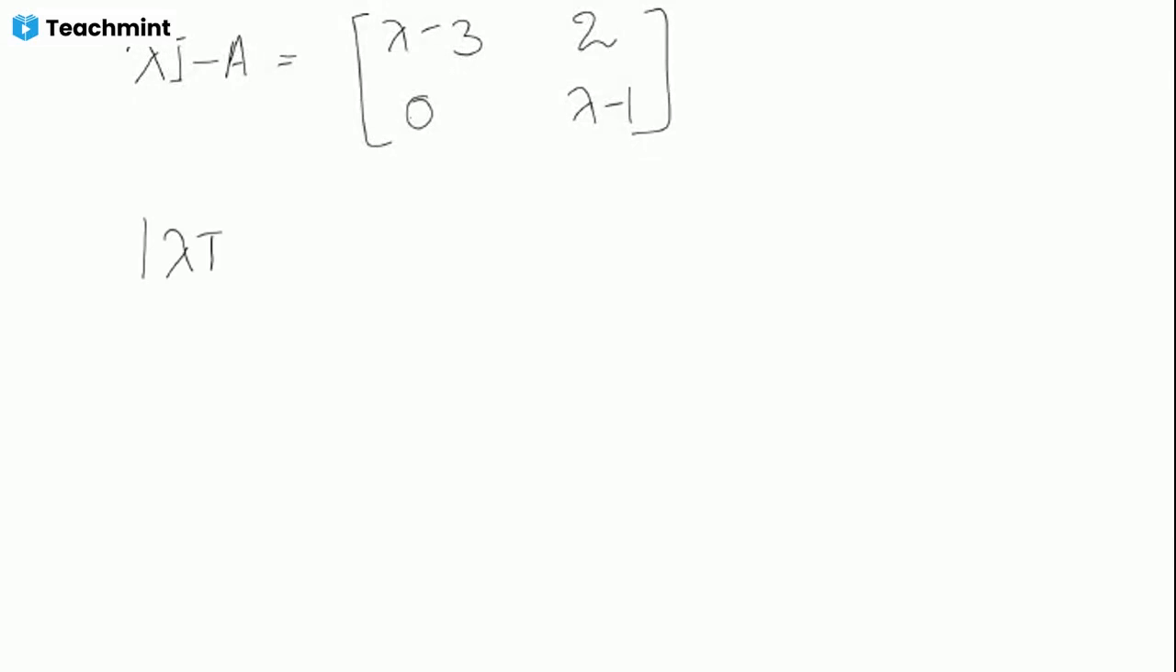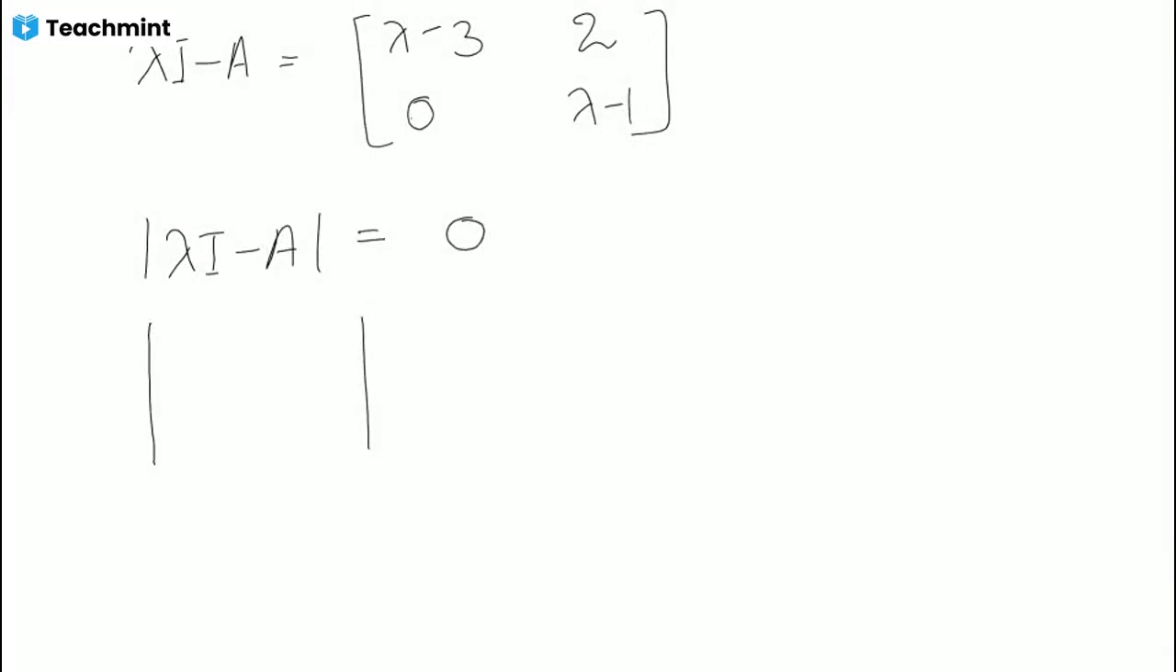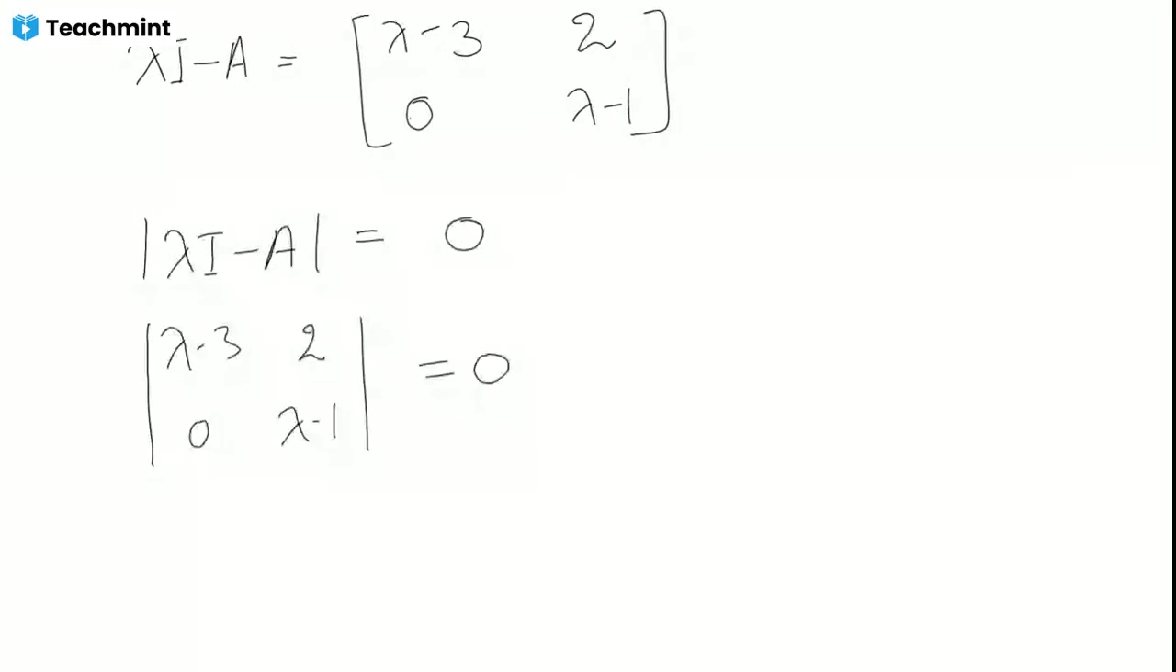The determinant of lambda I minus A is equal to 0; we need to take this to find the eigenvalues. So let us find the determinant of lambda I minus A. This is lambda minus 3, 2, 0, lambda minus 1, equal to 0. Now we need to multiply these two elements, then take a minus sign, then multiply these. So let us do it.